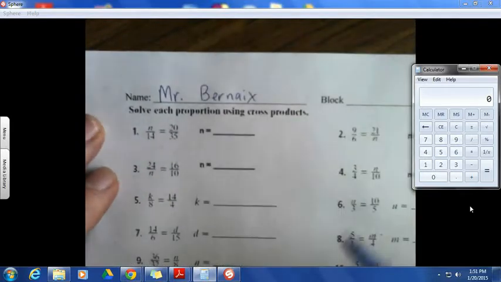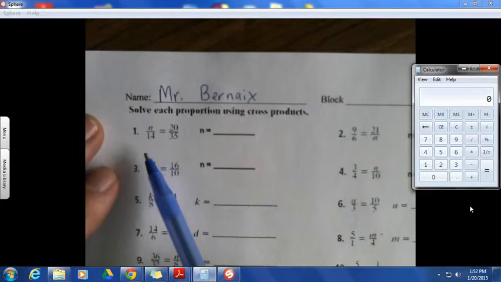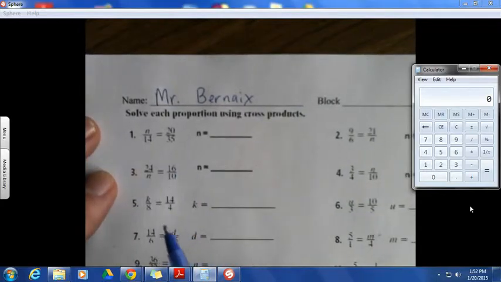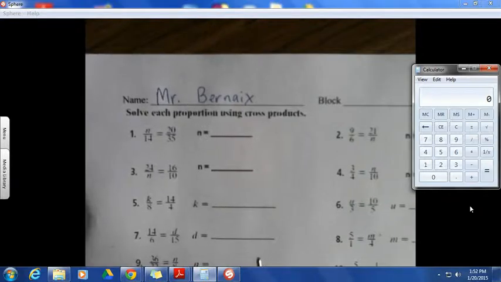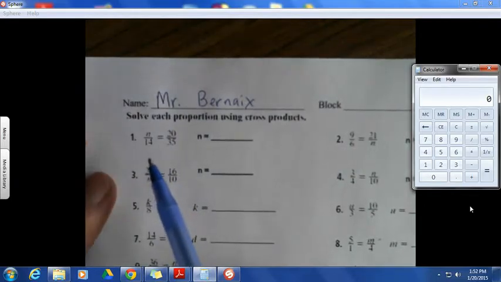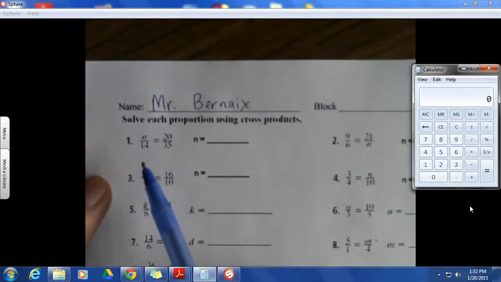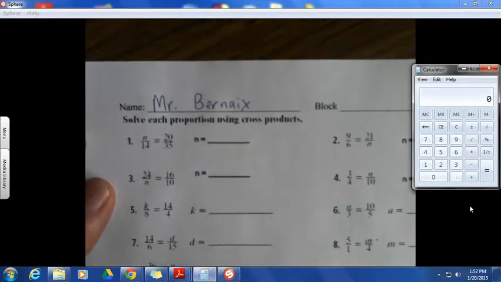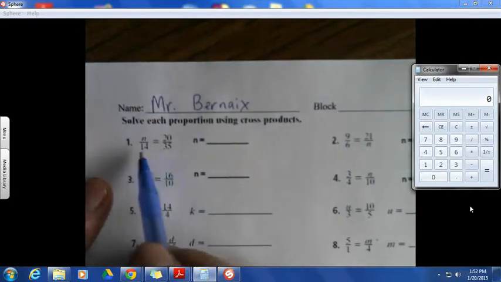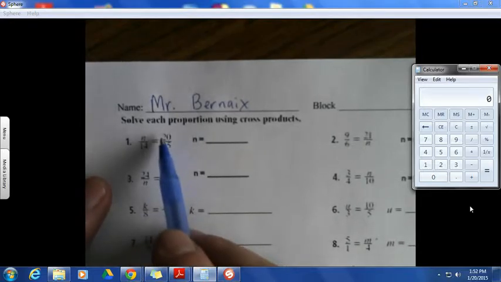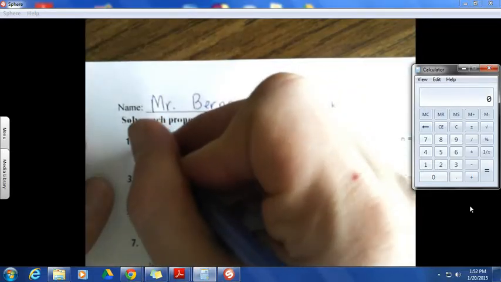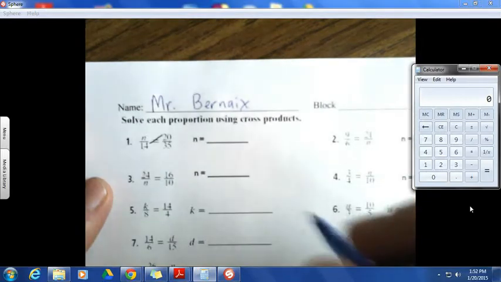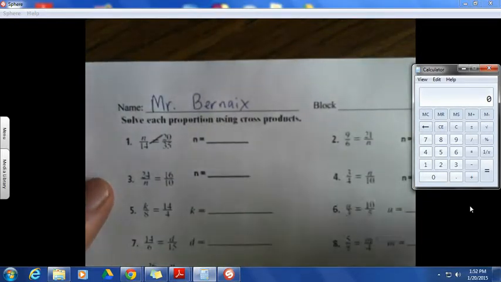Alright, so number 1, I have n over 14 equals 20 over 35. That's my proportion. So using the cross products method, the first thing I want to do is look for which numbers are diagonal of one another. So they're across from one another, like this. Not straight across, but diagonally across, like this. So, first step, I'm going to multiply these 2 numbers together. 14 times 20.